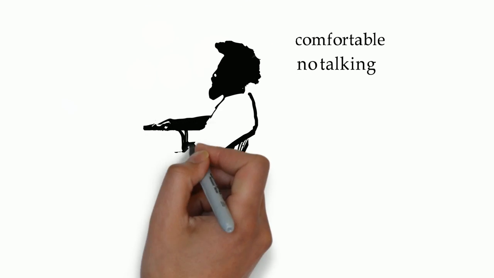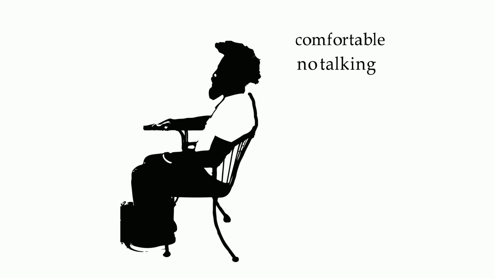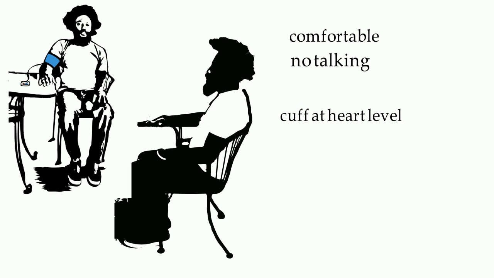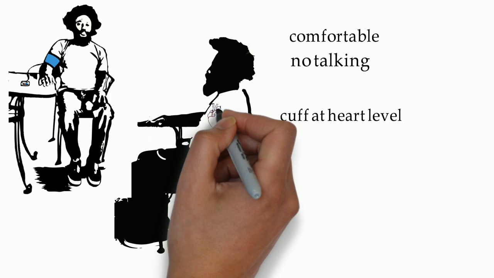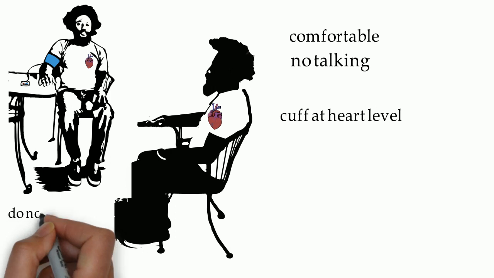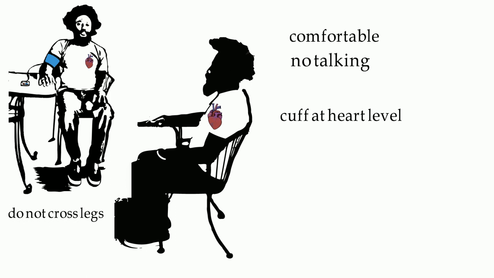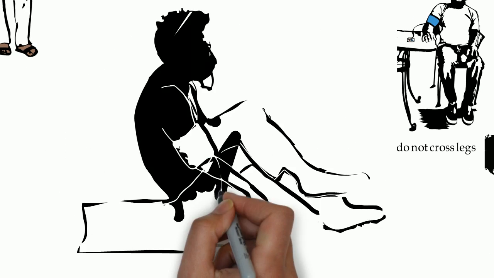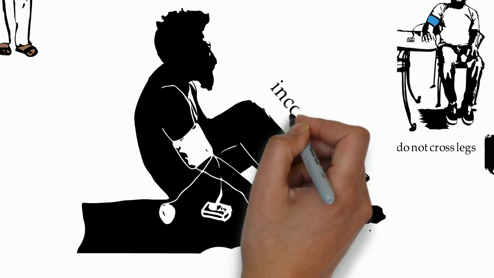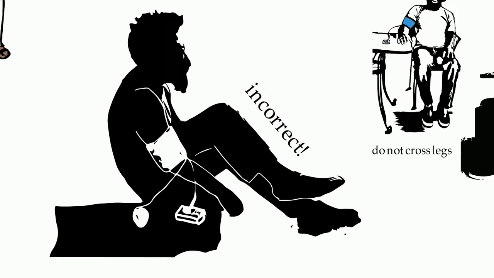The person should be seated with back support. The arm should be bare and supported with the blood pressure cuff at the level of the heart. You can use a pillow or a cushion to support the arm on the table to ensure that the arm is at the heart level. The legs should not be crossed. If the back and arm are not supported properly, if the arm is too low or the legs are crossed, the blood pressure will increase and you will get incorrect readings.